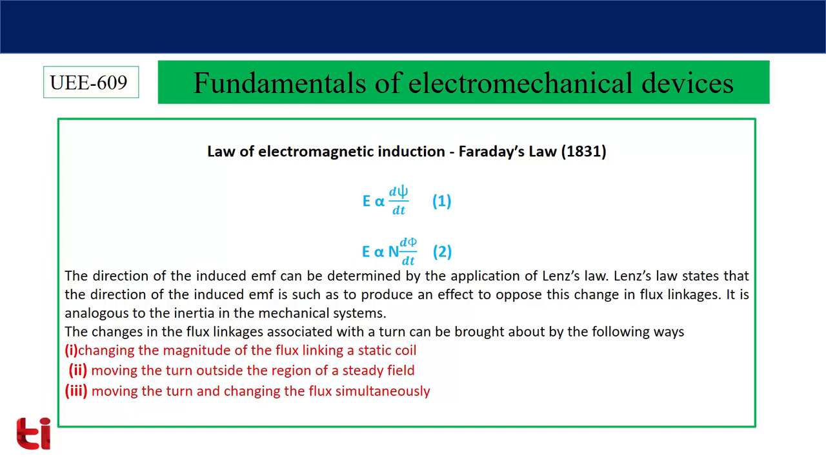In a single phase transformer, we know that two windings are there, the primary winding and the secondary winding. Across the primary winding, we are giving the AC supply. That AC supply produces current that varies in nature. Because of that current, the flux is varying. That flux links with the primary winding of the transformer and an EMF is induced. And the same flux links with the secondary winding of the transformer, and then an EMF is induced. The second one is moving the turn outside the region of steady field. This is nothing but the working of a motor or generator. The third one is moving the turn and changing the flux simultaneously. This is analogous to the induction machine.